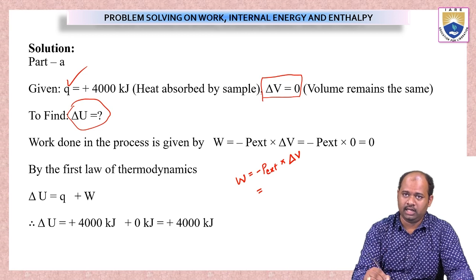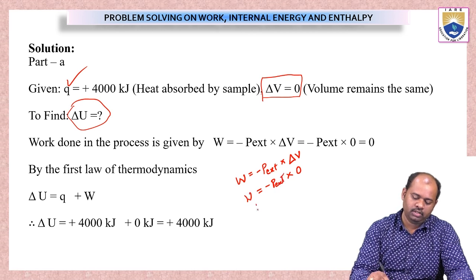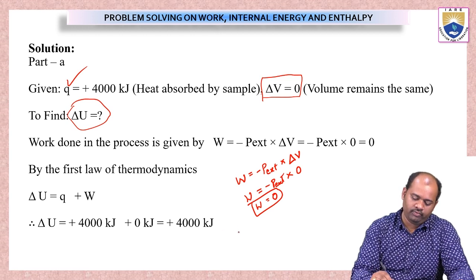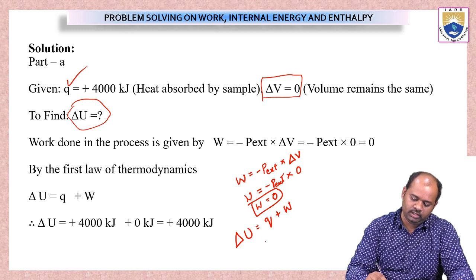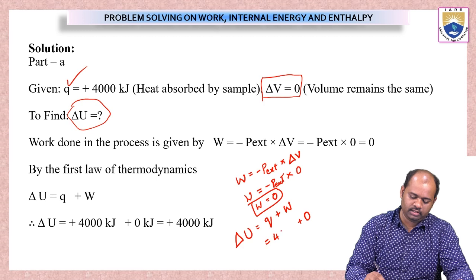But in this condition, the change in volume is 0. There is no change of volume, which indicates that this entire thing goes to 0. So W is equal to 0. Work done is equal to 0. Now from the first law of thermodynamics, which is delta U is equal to Q plus W. Here W is 0, the work done is 0, whereas Q value is nothing but 4000 kilojoules.